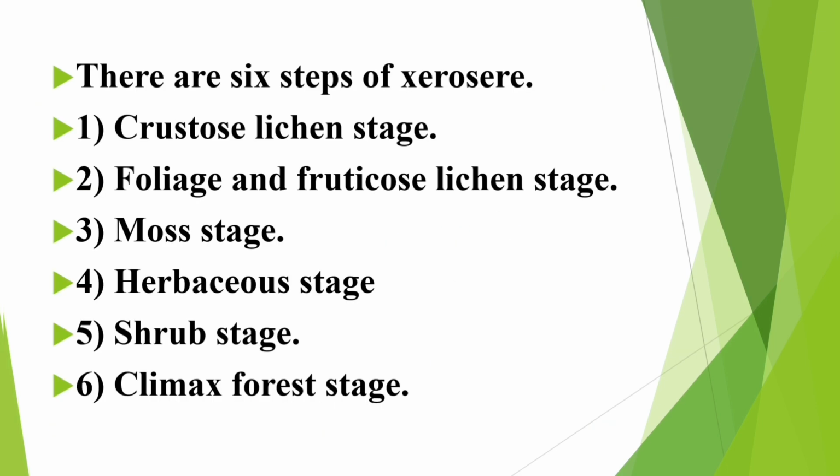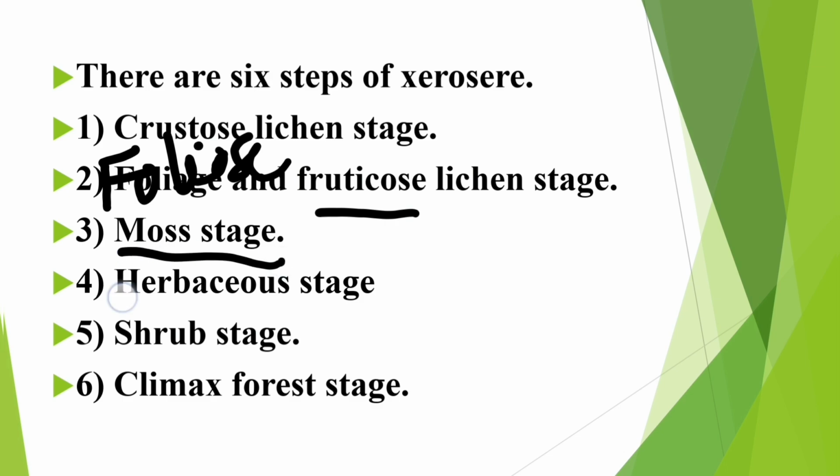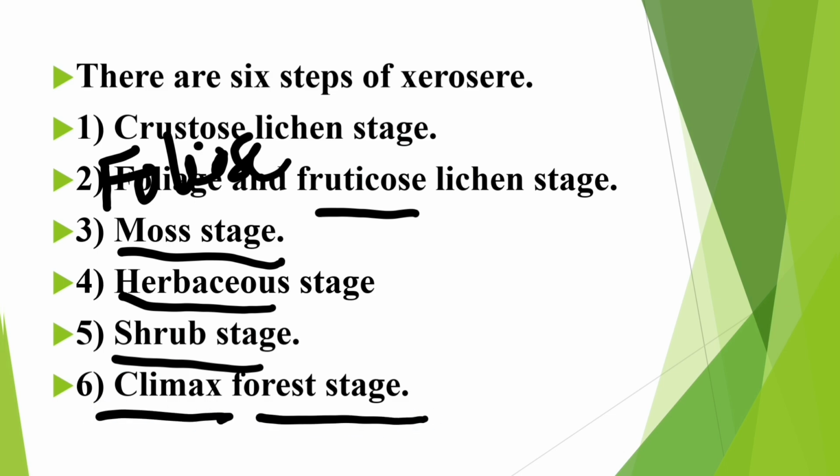There are six steps of Xerosere. First is the crustose lichen stage. Next is the foliose lichen stage, not foliase, it's foliose. Then the fruticose lichen stage. Then the moss stage. Then the herbaceous, or herb, stage. Next the shrub stage. Finally the climax forest stage.